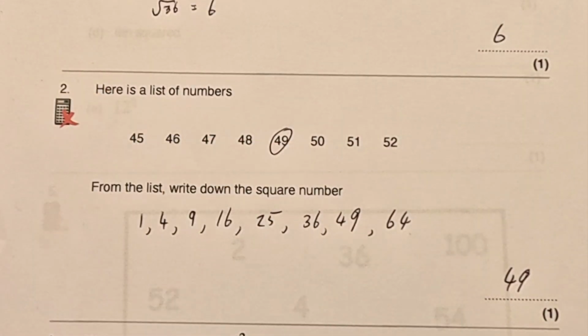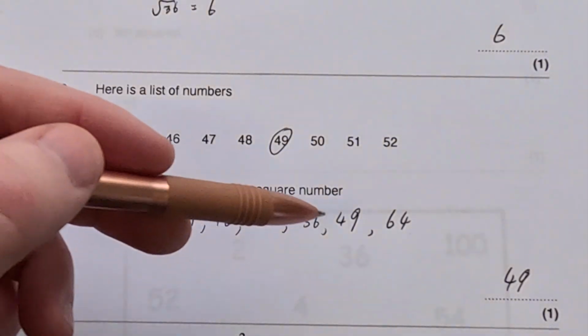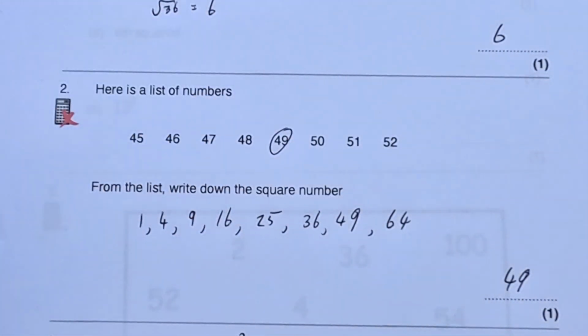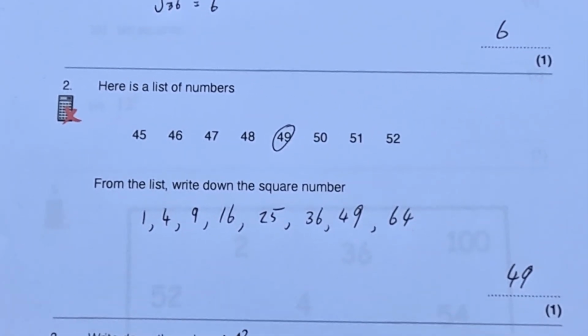And that's it. So it's very important to know your square numbers and to know them off by heart. So knowing that the square numbers are 1, 4, 9, 16, 25, 36, 49, 64, 81, 100, 121, 144, and so on. Okay, let's go to the next question, question number 3.